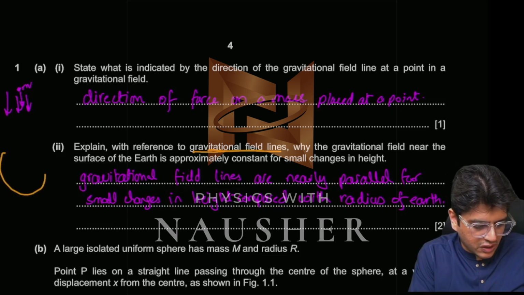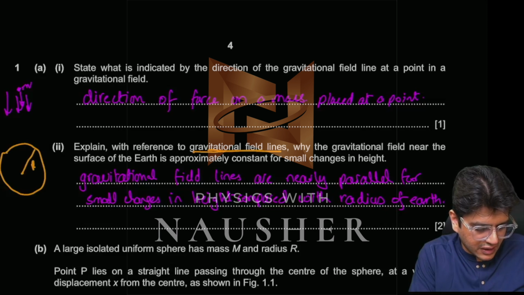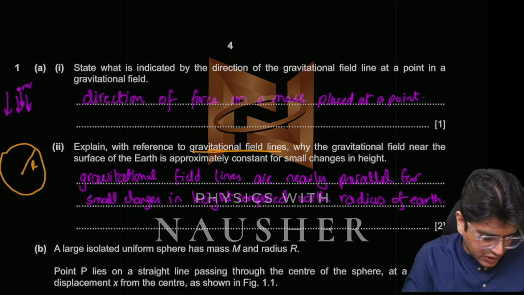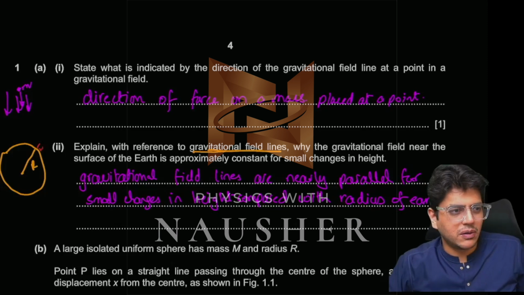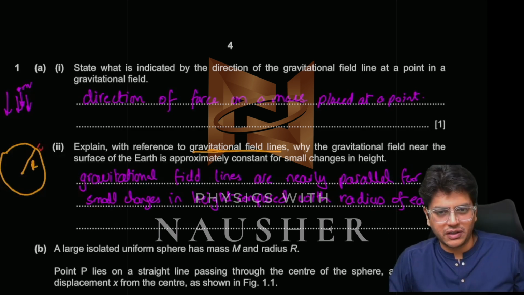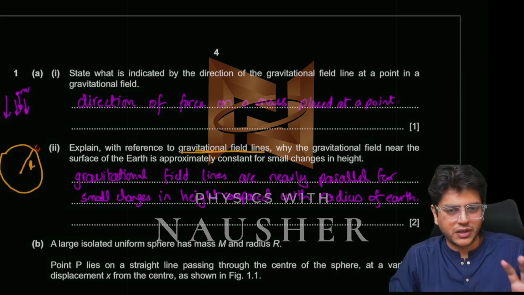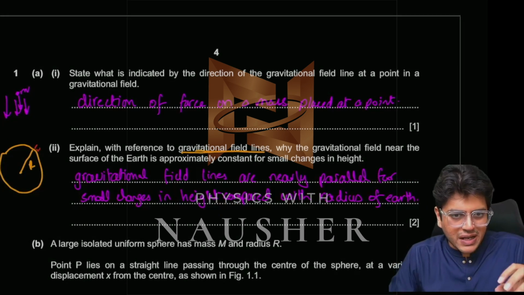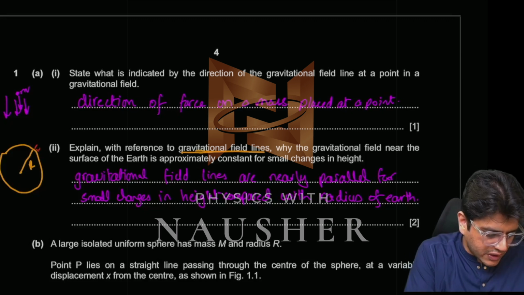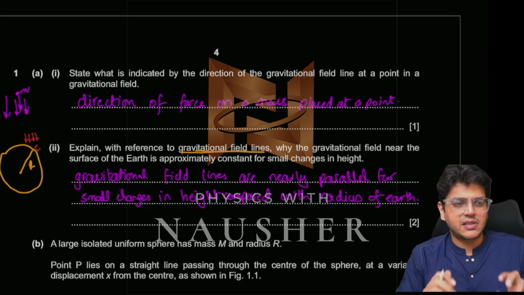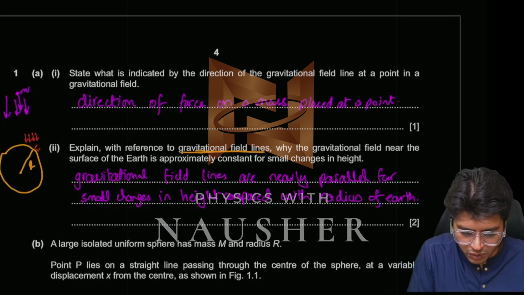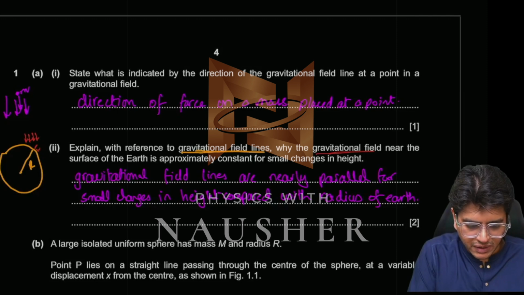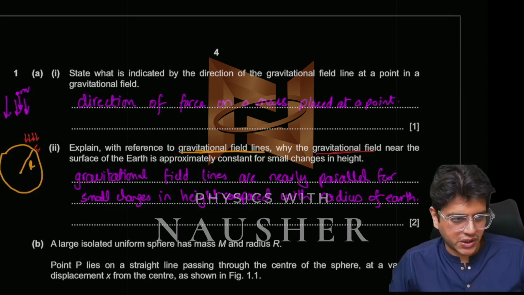What do you mean by small changes in height? The radius of Earth is this, so a small change in height would mean literally this. You cannot say double the radius of the Earth or double the radius of the planet. When you're very close to the planet, the gravitational field lines are nearly parallel, which means that the gravitational field strength will be constant. So they're asking you to comment on the gravitational field strength by reference to gravitational field lines.